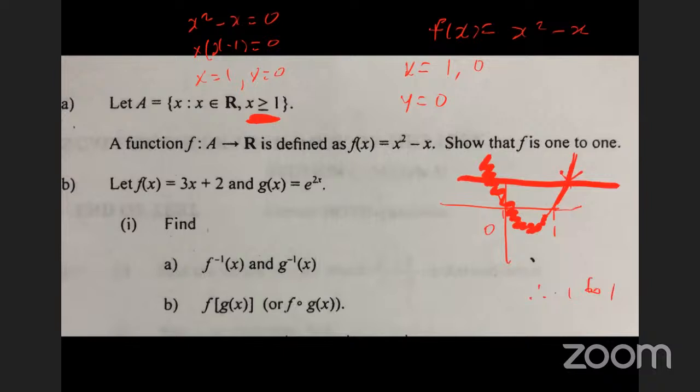It doesn't matter, you can show it anywhere. Right? Once you have a sketch, show it anywhere and show that it cannot touch more than once. Okay? So once you remember how to sketch a quadratic, a sketch would have been much easier than the next method.